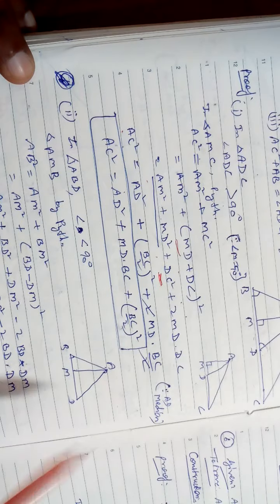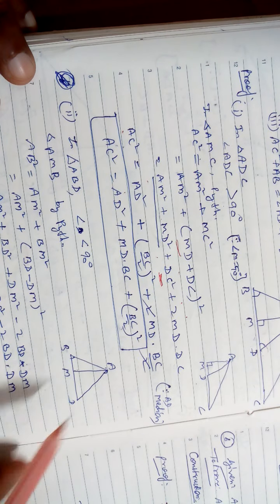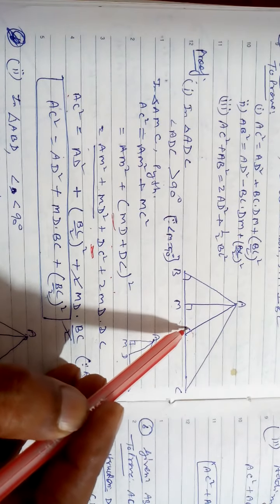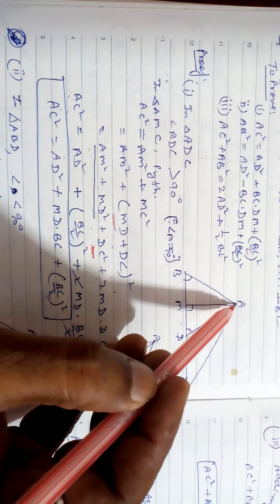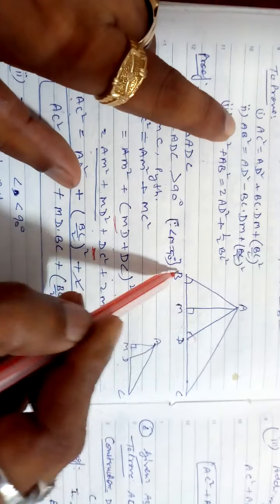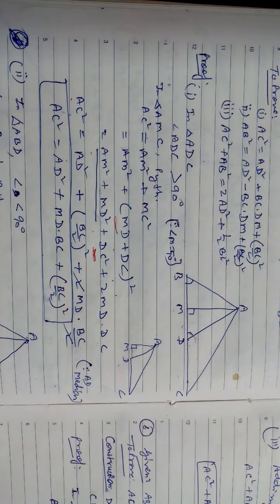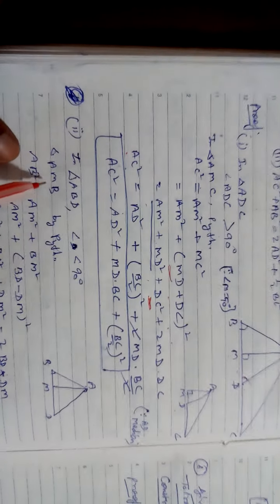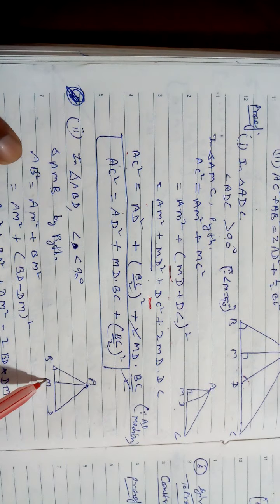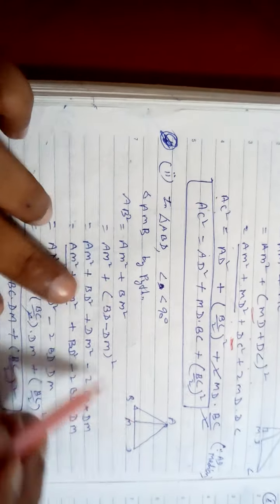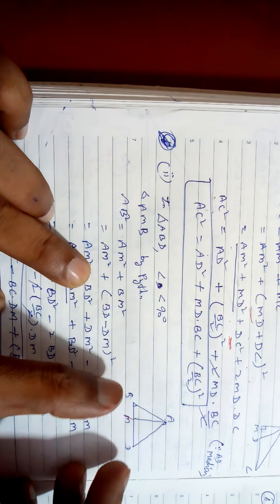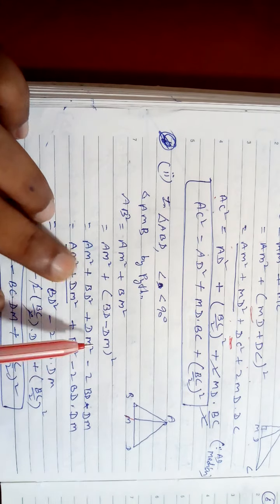Similarly in triangle ABD. This angle is obtuse, so the other will be acute. Apply the acute angle theorem, since you want AB square in the proof. So apply it in triangle ABM. In triangle ABM, what will you get? AB square is equal to AM square plus BM square. And BM is equal to BD minus MD, whole square.